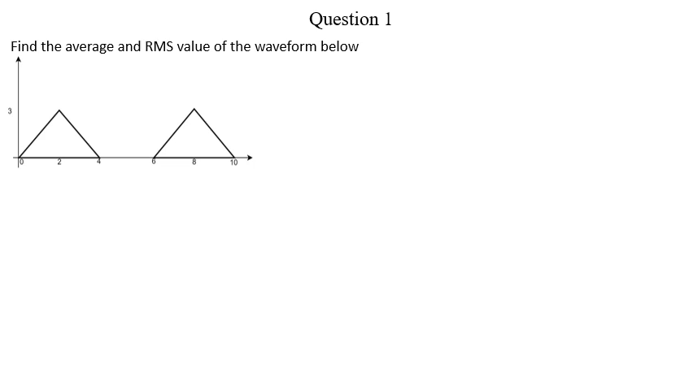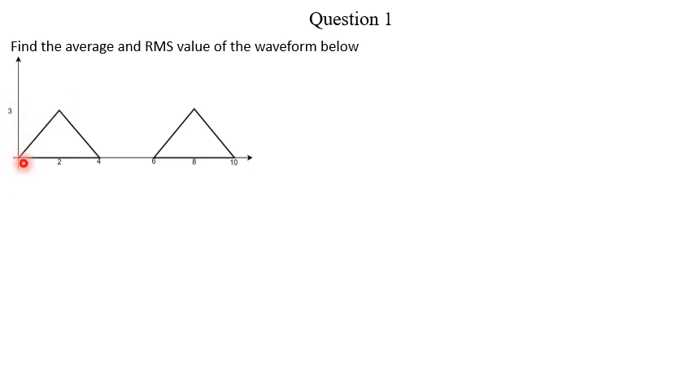Find the RMS value and the average value of the waveform below. We realize that this is a triangular wave, and I've already explained how to find the formulas we use for triangular waves in a separate video, so you can go and watch that if you don't understand the formulas I'm using here. So let's just solve this within seconds.